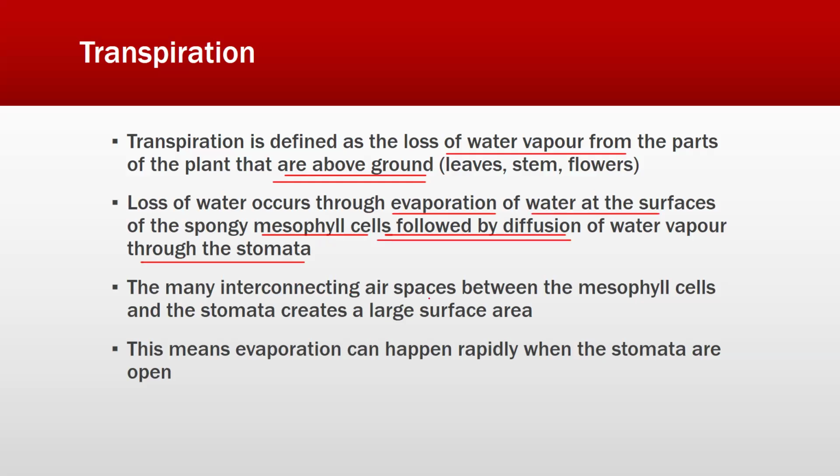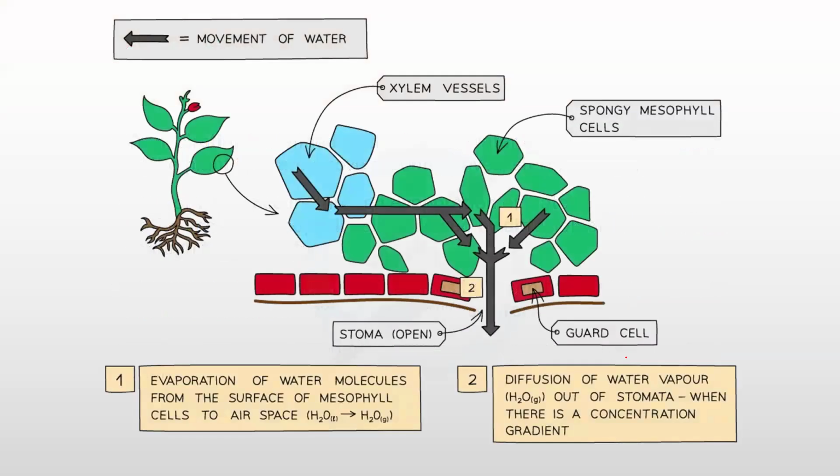The many interconnecting air spaces between the mesophyll cells and the stomata create a large surface area, which means that evaporation can happen rapidly when the stomata are open. Now, whenever stomata are open, the water can diffuse in as well as diffuse out, depending on what has to happen. Inside we have a higher water potential, but in the surrounding air we have a low water potential. So all of the water is going to move out, because when the palisade mesophyll cells carry out photosynthesis, what happens? They produce water as well.